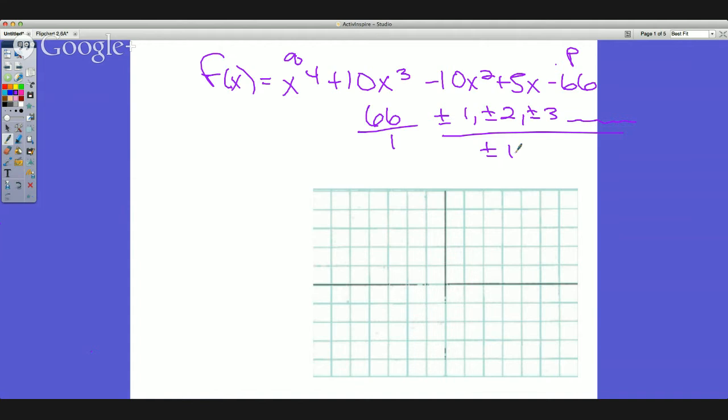All right, so if we put that down there, x to the 4th plus 10x to the 3rd minus 10x squared plus 5x minus 66, if we were to graph that there, when we graphed it, what is the first thing? If you don't see it within your window, what's the first thing that you can do? So I put this into y equals and I've graphed it and all that. What's the first thing we do?